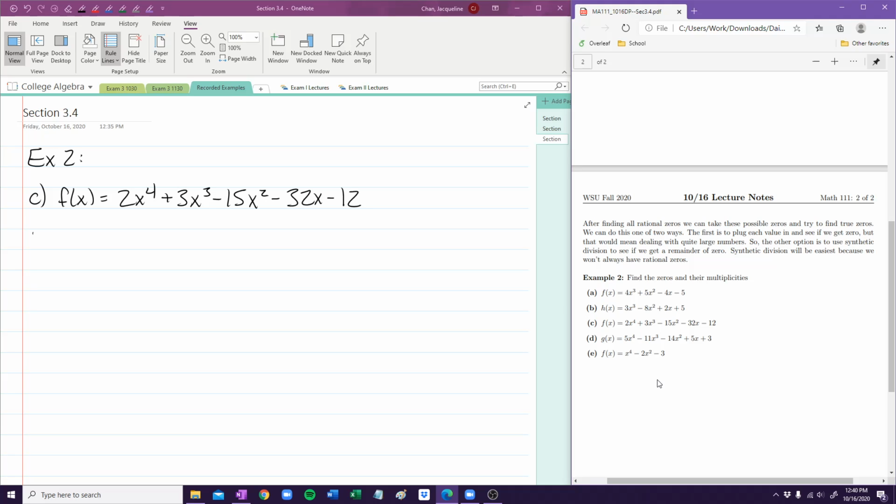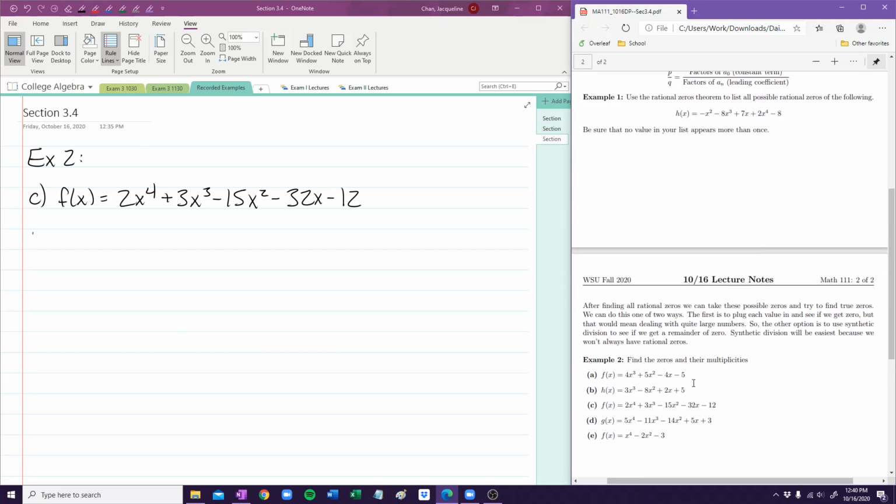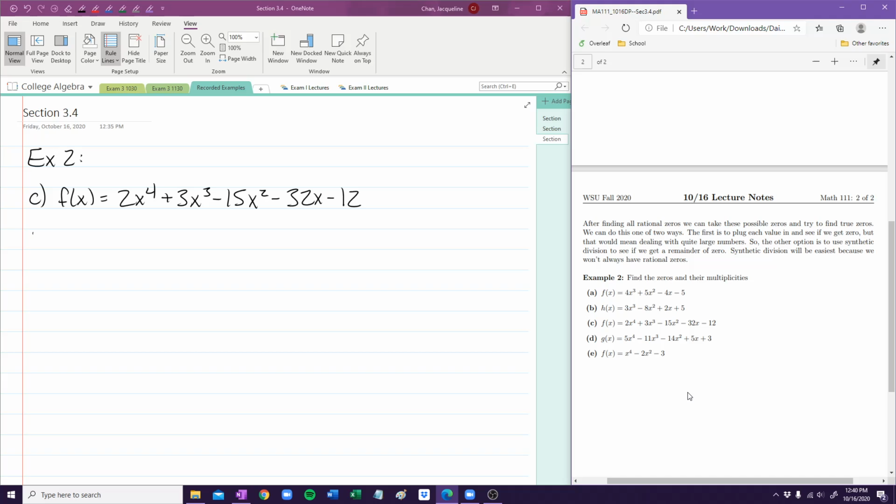Alrighty, now let's finish example 2, part C and D. But before I continue, I just want to emphasize that you don't always have to use the rational zero theorem. Like for example, part A, we could have simply just factored by grouping.